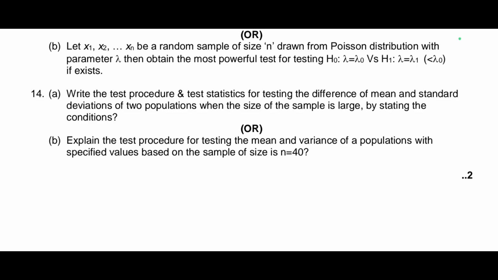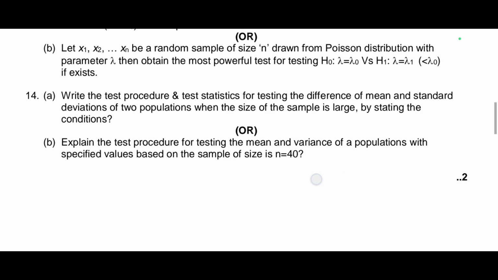14a. Write the test procedure and test statistics for testing the difference of means and standard deviations of populations when the sample size is large, stating the conditions. State the testing procedure for testing the mean and variance of a population against a specified value based on a sample of size n equals 40.